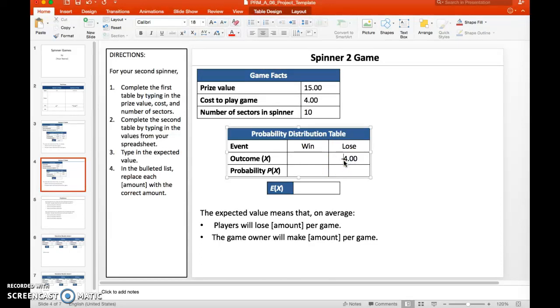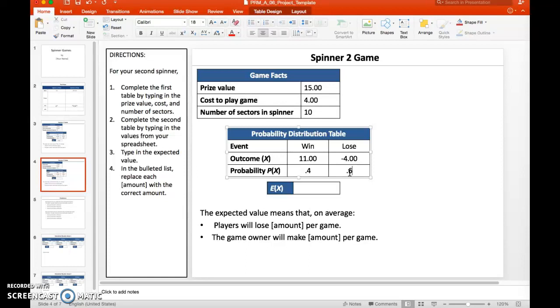Again, it's negative. To win would be 11. Again, how many sectors do I want to be marked as win? Let's say maybe 4. So 40%, which would give me a 60%. Not quite 50-50, a little bit more for the house.